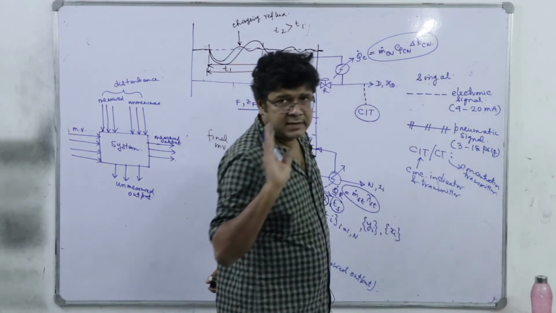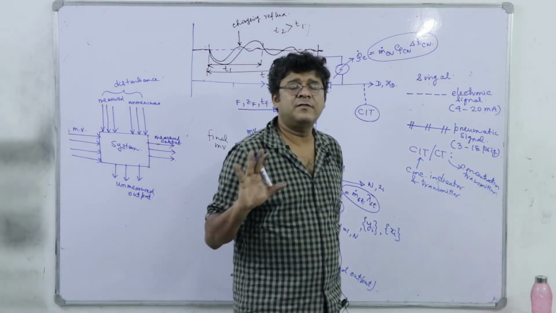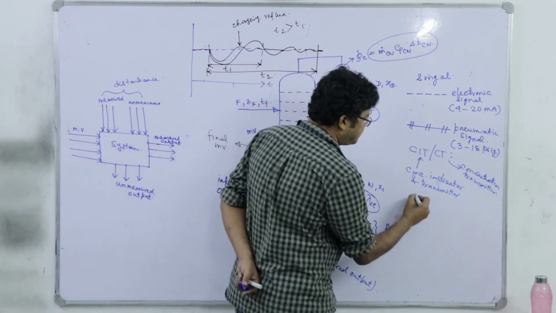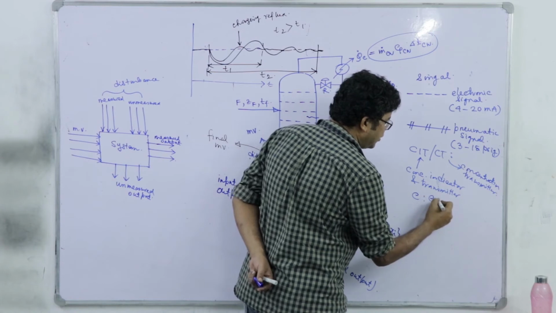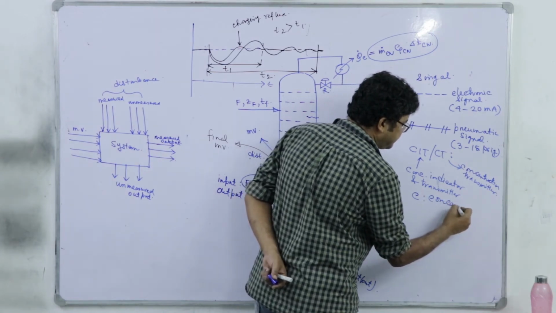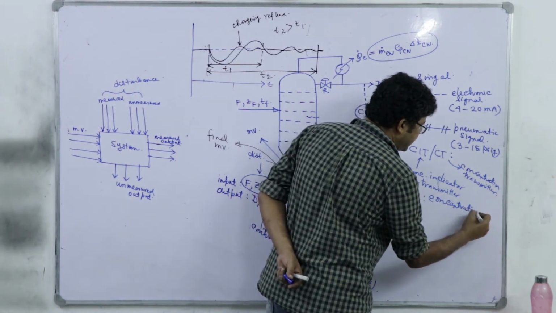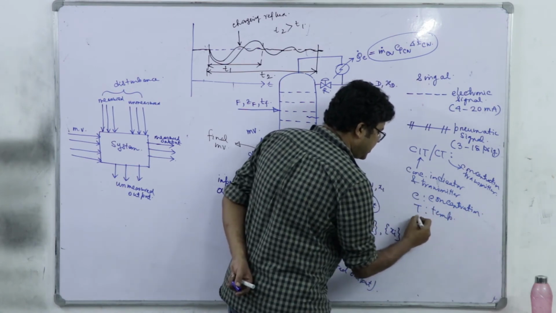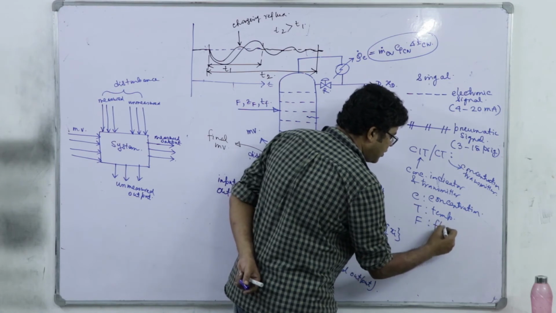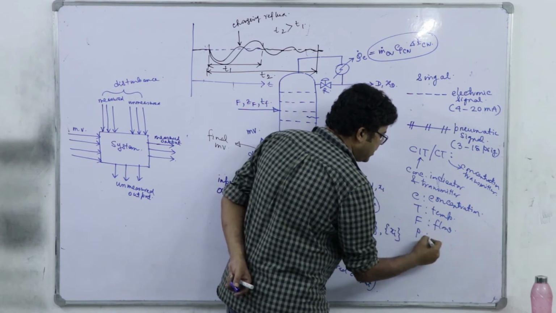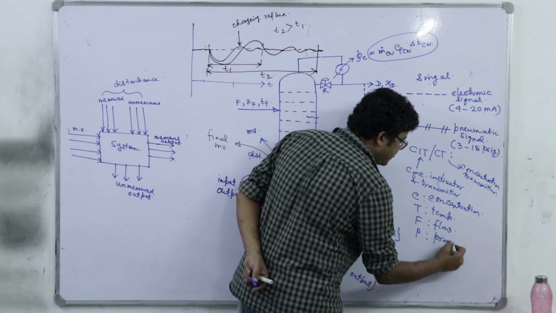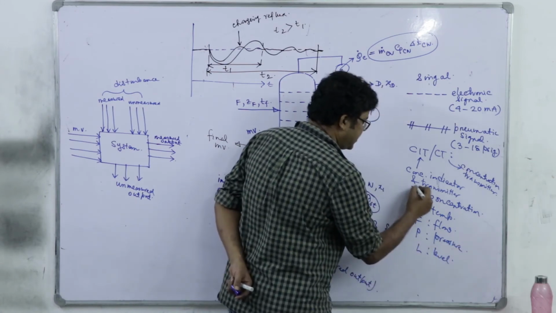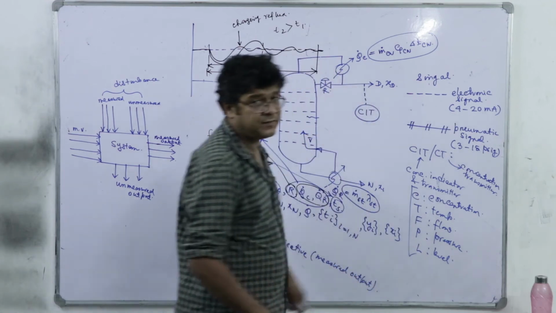So, remember that in chemical process industry there are 5 state variables which are important. What are they? C, as we have noted, the concentration. T, temperature, F, flow, P, pressure, and L, level, right. So primarily there are 5 variables.